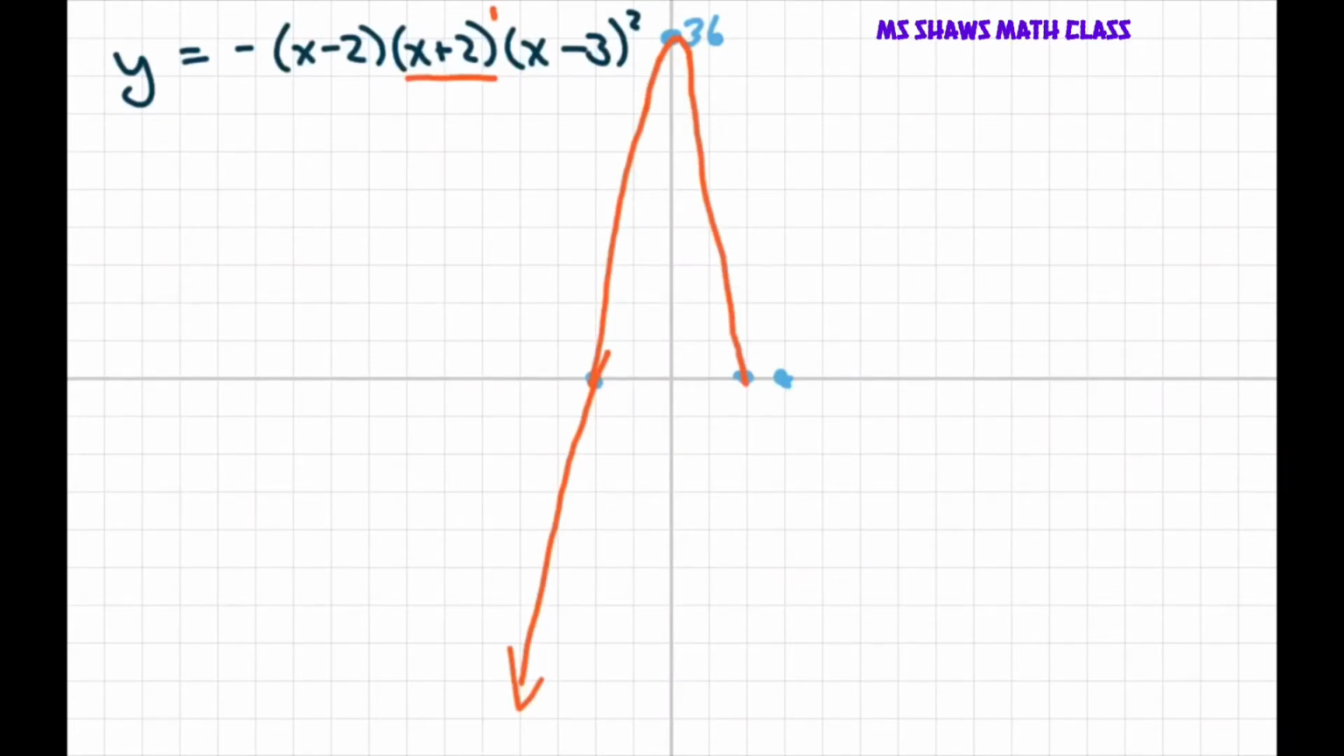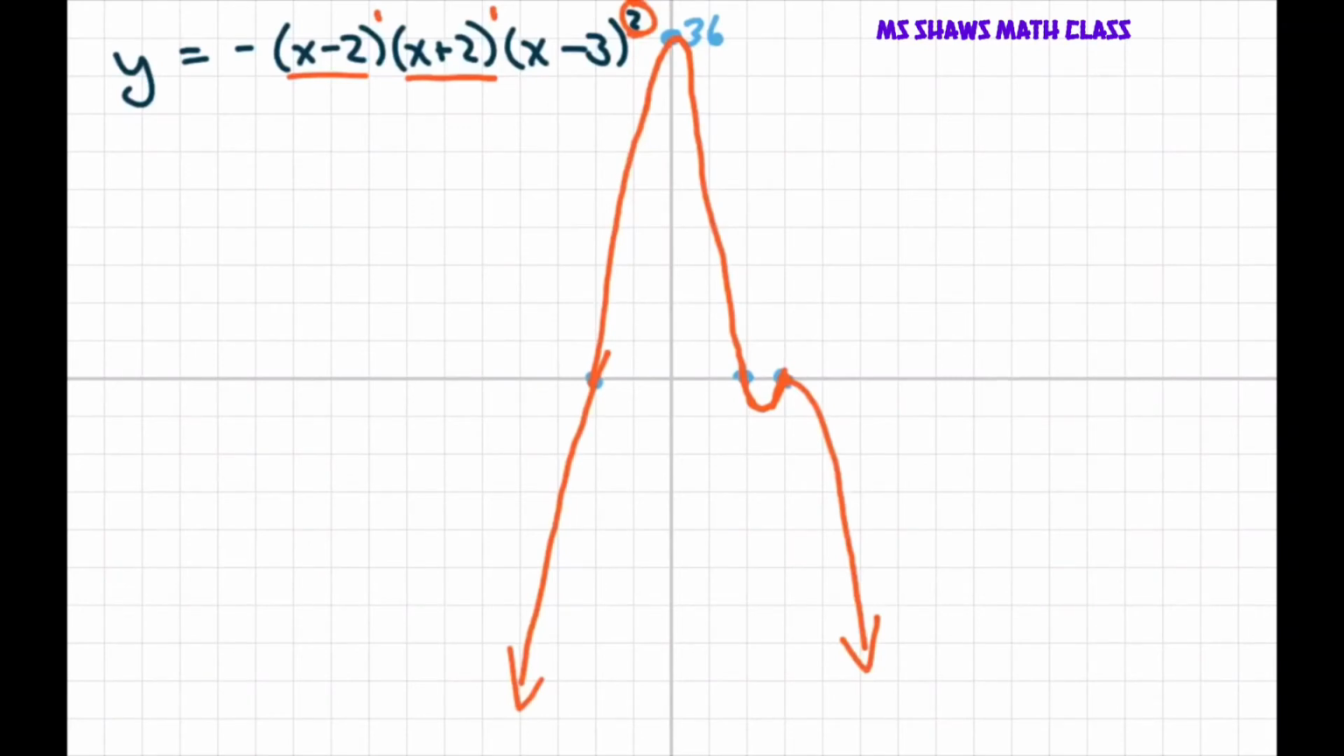Now let's see what's happening at 2. Well, at 2, it's also an odd power there, so that means we can cross. Now let's make a U-turn here and come to the 3. At 3, you notice that's an even power. Since it's an even power, it only can touch and make a U-turn back. So once we touch the x-axis, we have to turn back. So there we end in quadrant 4.